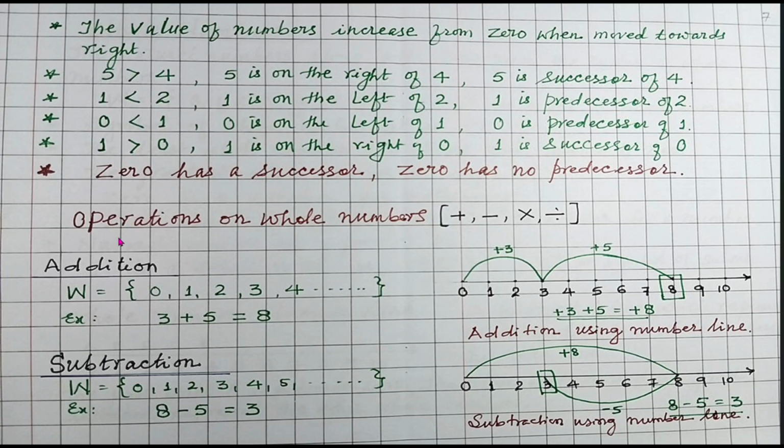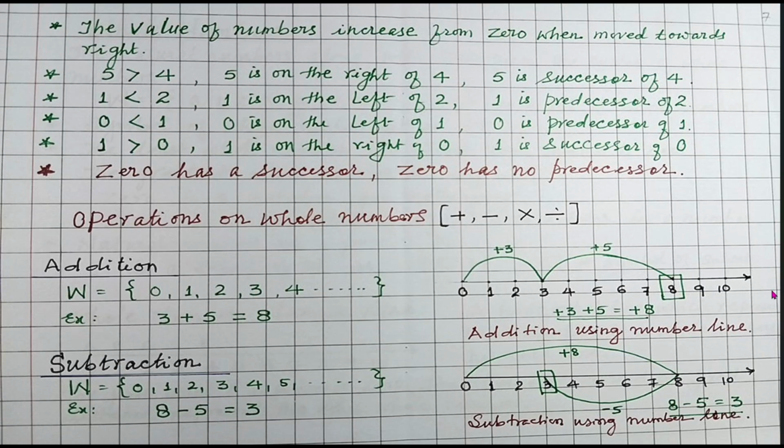Remember that. Now the next point of discussion is the operations on whole numbers, that is addition, subtraction, multiplication and division. We can add two whole numbers and get a whole number again, and we can subtract two whole numbers only if the first number is greater than the second, and again we get a whole number. And this can be shown using a number line.